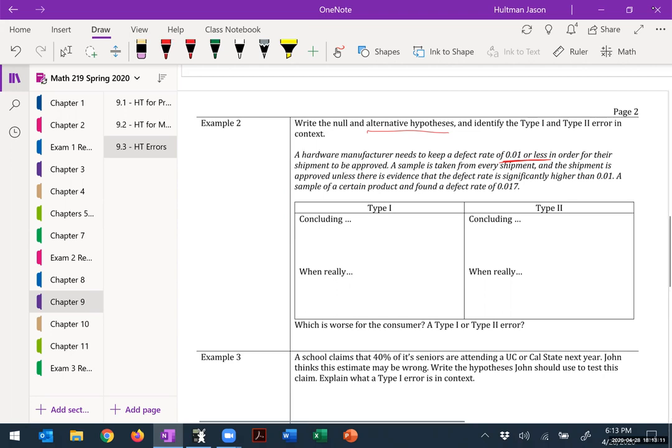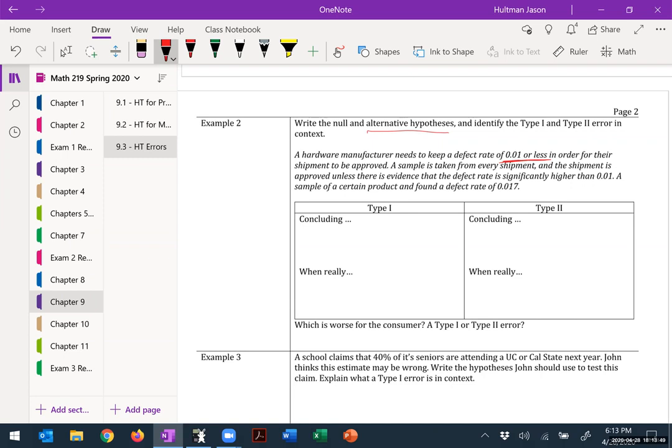Okay, a hardware manufacturer needs to keep the defect rate at 0.01 or less in order for their shipment to be approved. A sample is taken from every shipment, and the shipment is approved unless there is evidence that the defect rate is significantly higher than 0.01. A sample of a certain product found a defect rate of 0.017. So that's what I would be testing against.